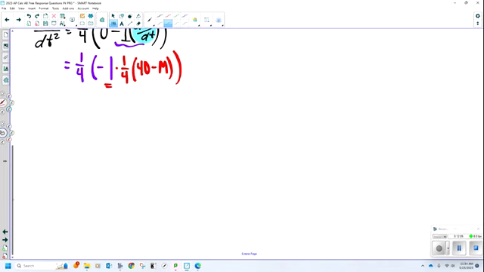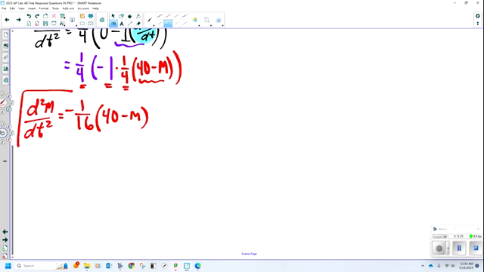Negative 1 times 1/4 is negative 1/4. Negative 1/4 times a positive 1/4 is negative 1/16. And then we have this after it, 40 minus m. This is the second derivative of m right there. This is the first thing they wanted, for us to write the second derivative, and we just did it.